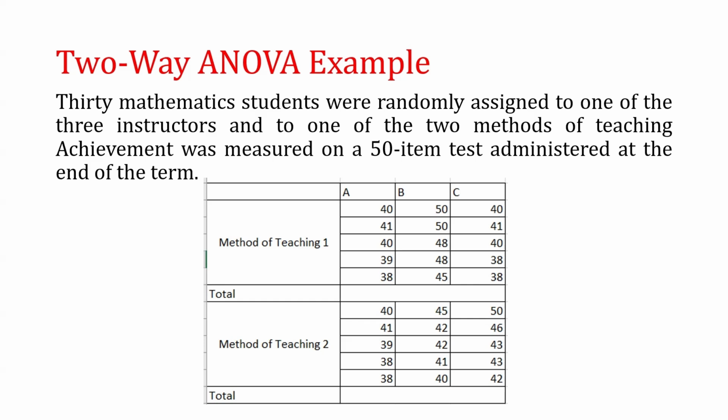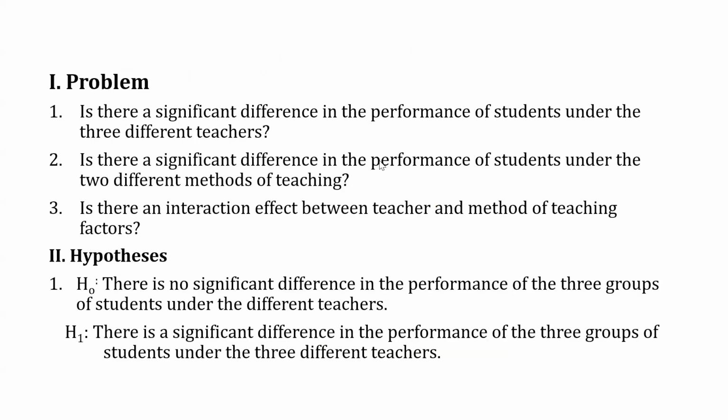So there are two methods of teaching, teaching one and teaching two, and there are three instructors. You have instructor A, instructor B, and instructor C. Now, problem one: is there a significant difference in the performance of students under the three different teachers? Problem two: is there a significant difference in the performance of students under the two different methods of teaching? And problem three: is there an interaction effect between teacher and method of teaching factors?